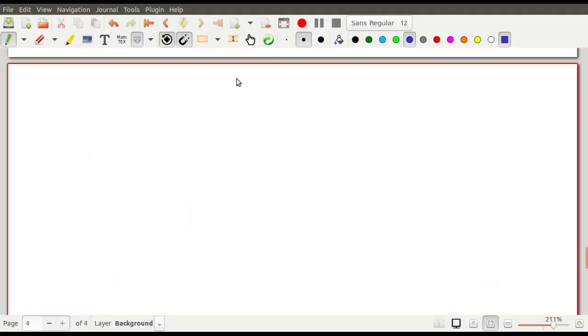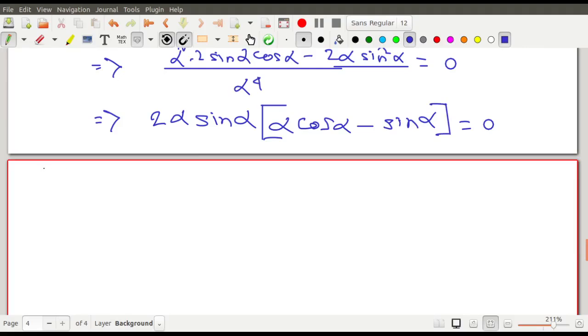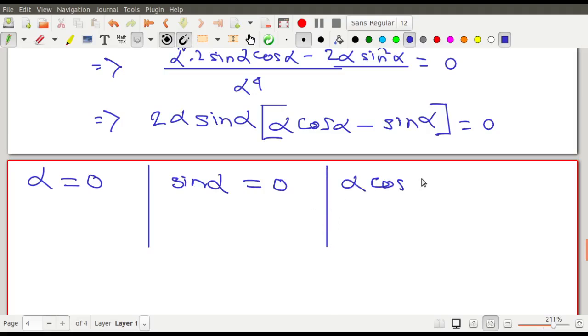So from here there are three options. The first option is alpha equals to 0. 2 you can cancel from both sides because 2 is not equal to 0. Another option is sin alpha equals to 0. All of these cannot be satisfied simultaneously. Any one will be satisfied at a particular position. And this one is equal to 0. So these are the three options that I have presently.